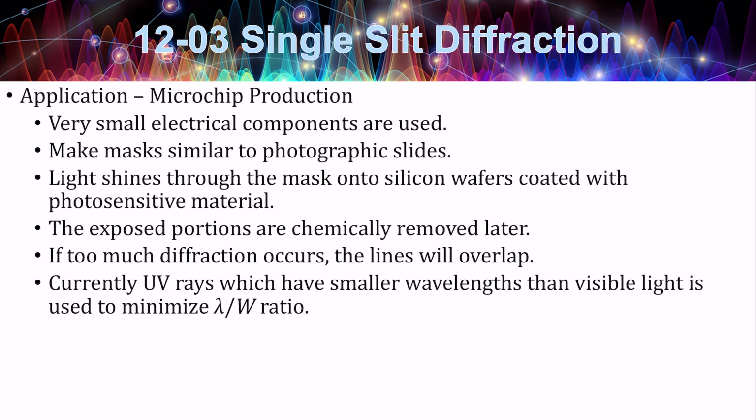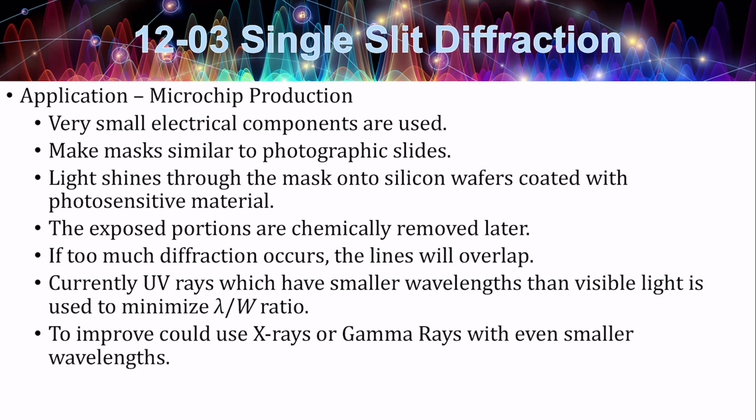Currently, they use UV rays, which have a smaller wavelength than visible light, to minimize this ratio. To improve it, they could use X-rays or gamma rays or even smaller wavelengths, but of course, those are more dangerous.